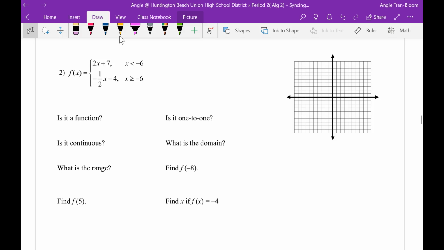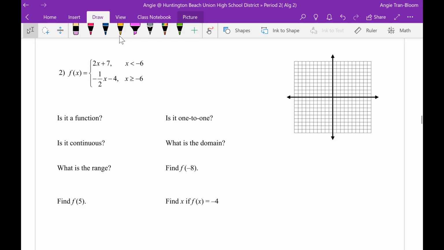So Arista, can you just help me read the one function? F of x is 2x plus 7 if x is less than -6, and negative a half of x minus 4 if x is greater than or equal to -6. Perfect. Aaron, how many pieces do we have? 2. Perfect. How many functions do we have on example 2? 1. One f of x means one function.